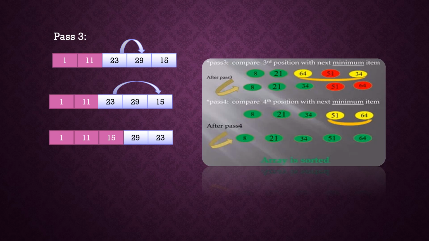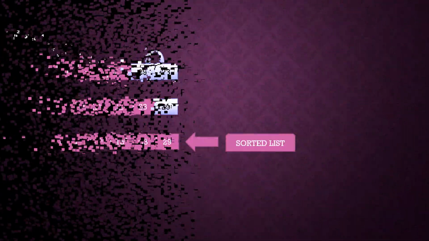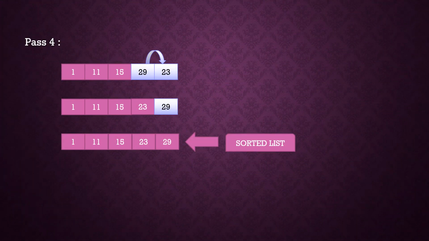And in pass 4, we will compare the fourth element with the fifth. The values of the fourth and fifth elements are 23 and 29. Everyone knows that 23 is smaller than 29, that's why we do not change their position. Now our final list is 1, 11, 15, 23 and 29.